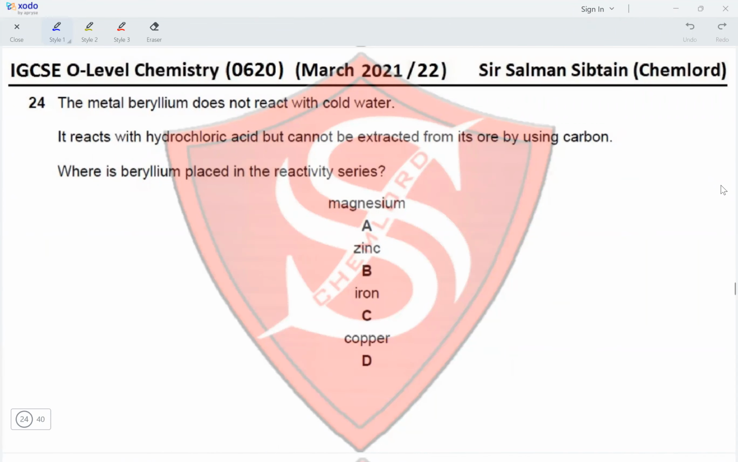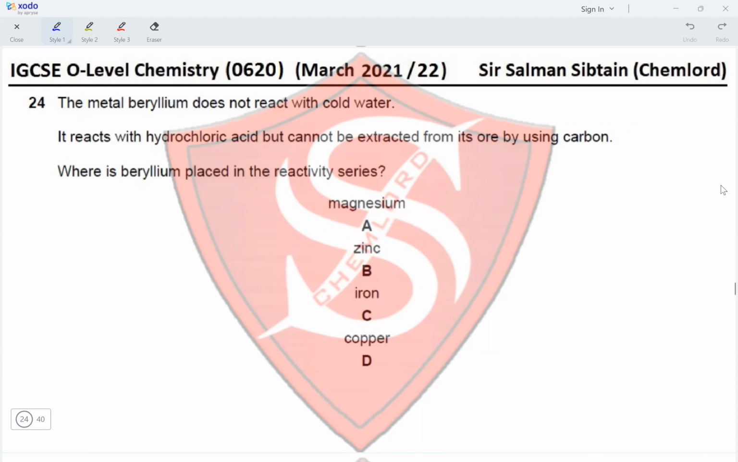Question 24. The metal beryllium does not react with cold water. It reacts with hydrochloric acid but cannot be extracted from its ore by using carbon. So it is more reactive than carbon. Where is beryllium placed in the reactivity series?